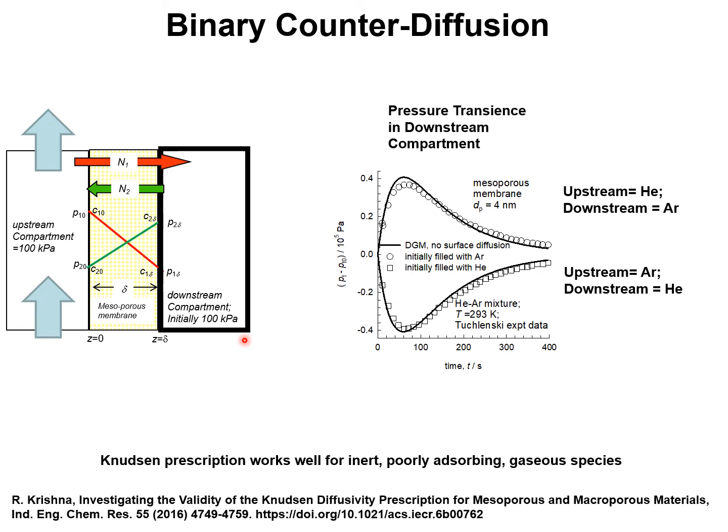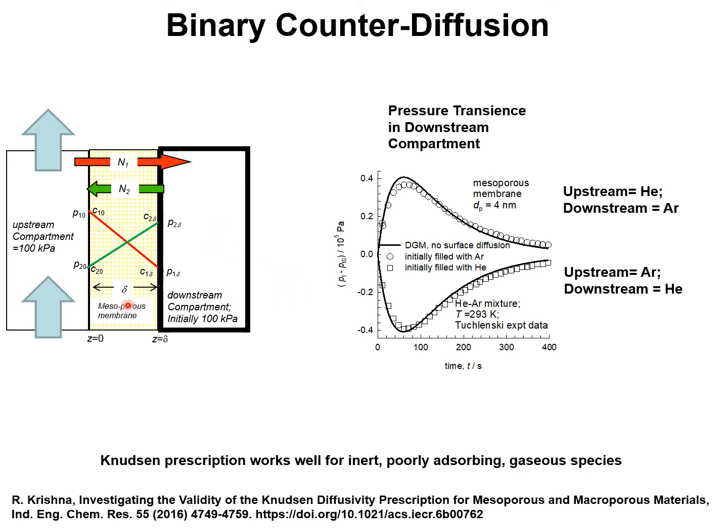What is done is to experimentally monitor the total pressure in the downstream compartment as a function of time. So let's look at two sets of experiments indicated by the circles and the squares. The circles represent a set of experiments in which the upstream compartment is helium, and initially the downstream compartment contains argon.